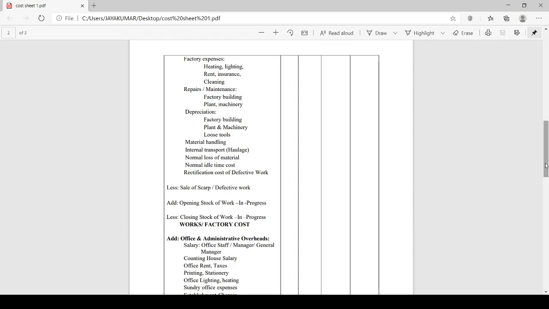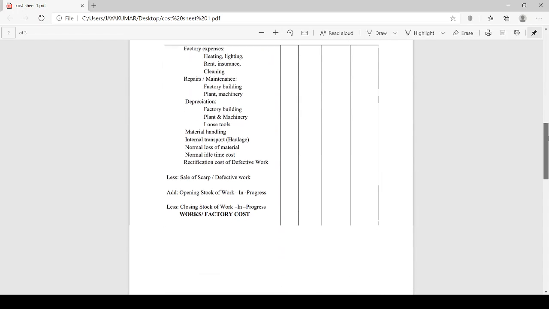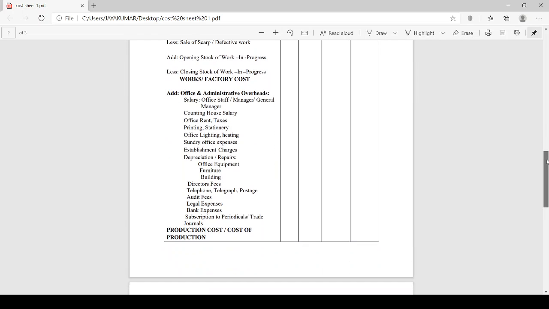When we do all these adjustments, that is adding all the factory overheads, then the adjustment regarding the work in progress and closing stock of work in progress, what we get is the factory cost, or it is also known as works cost or factory cost. Now, to the factory cost, we are adding the office and administrative overheads. So, what are office or administrative overheads? It is the indirect material cost, indirect labor cost, and indirect expenses incurred in the office for the purpose of administration as well as general management of the firm.